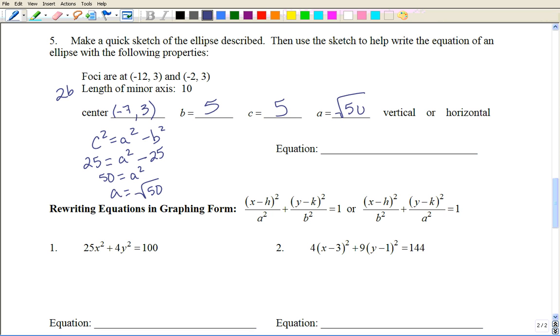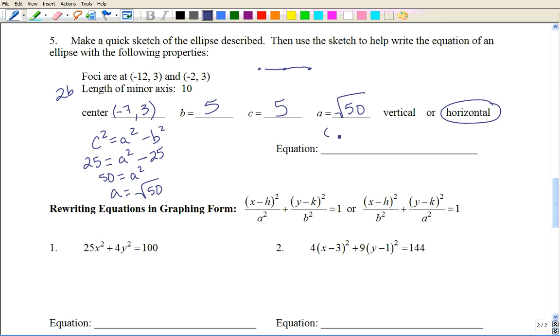A is the square root of 50. And then vertical or horizontal, if you need to draw a picture, you can. But I have foci at (-12, 3) and (-2, 3), and the center is at (-7, 3). Notice they all have the same y value. That means they'd all be left and right of each other, and foci are on the major axis. So that means the major axis will be running left to right, and therefore it's horizontal.